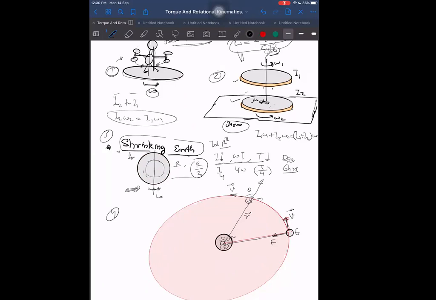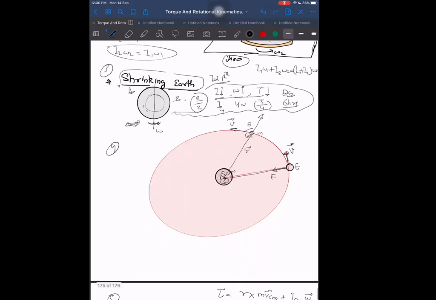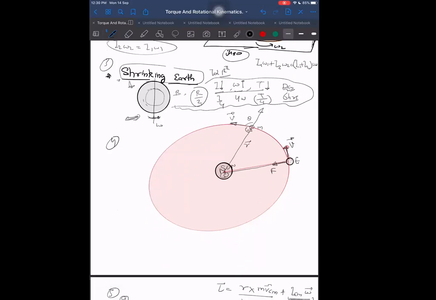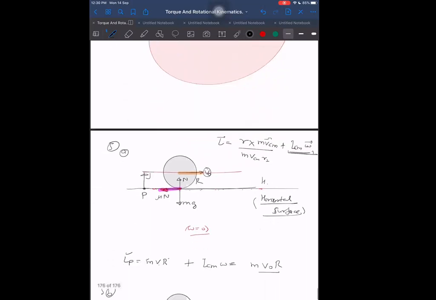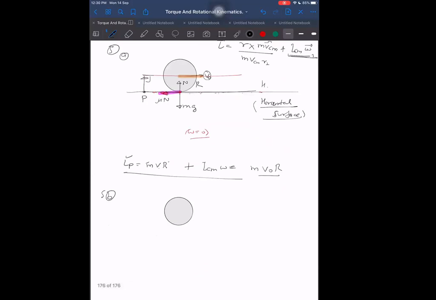Understood? Understood. So this way we can do it just by proportionality. This is the example of the earth revolving around the sun. In this case, angular momentum is conserved, and we will discuss it in detail in the gravitation chapter. So let us leave it for that time. This part you understood already.